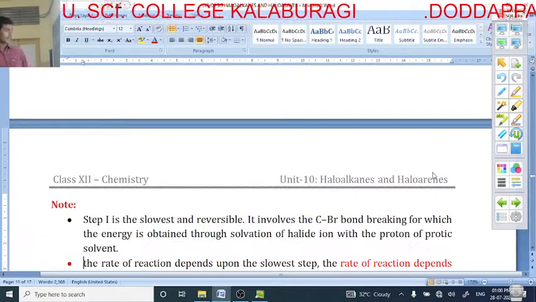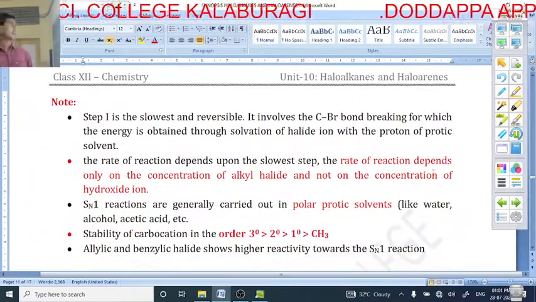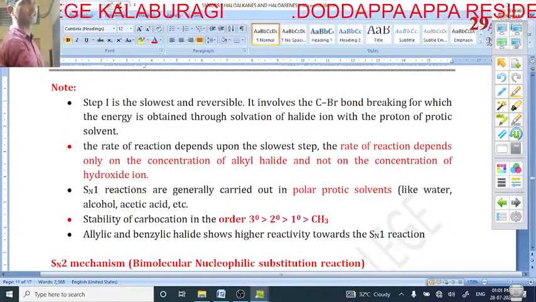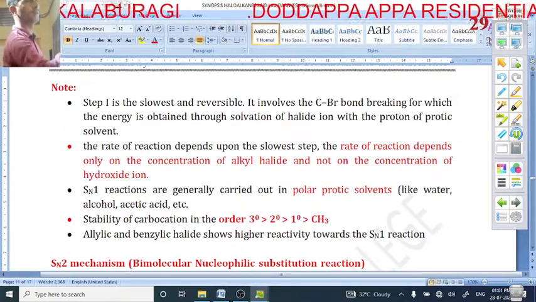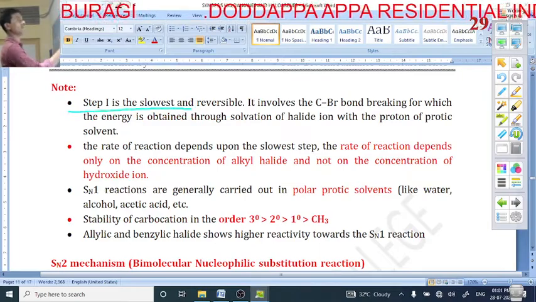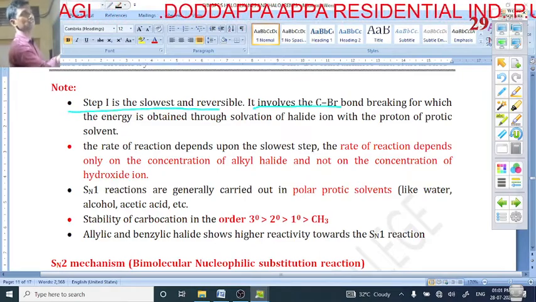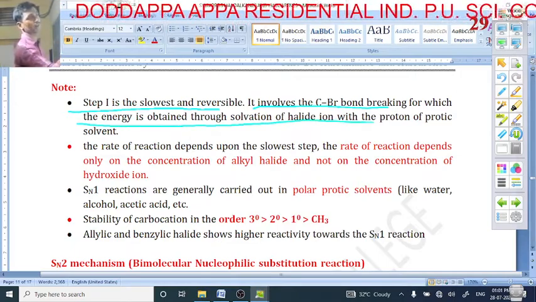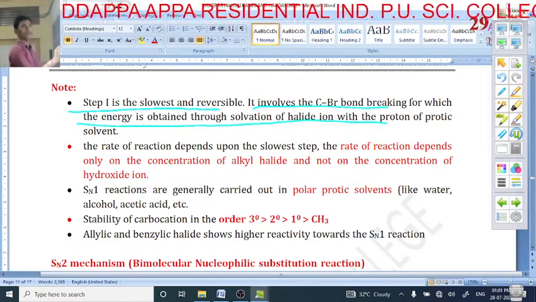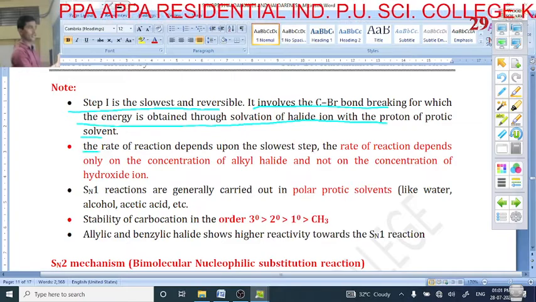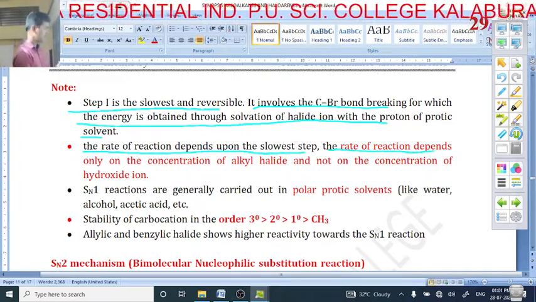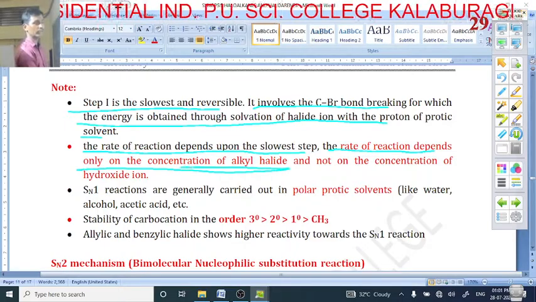Next, about the SN1 reaction, which is very important from the CET point of view. Step 1 is the slowest step, and it involves the breaking of the C-Br bond, with energy obtained through solvation of the halide with the proton of the protic solvent. We have already discussed that the rate of reaction depends upon the slowest step.